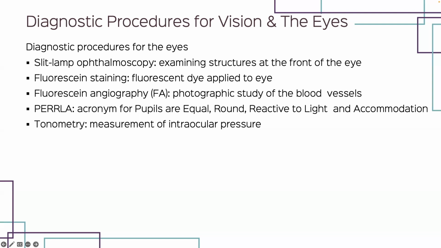If you see PERRLA, that is for pupils are equal, round, reactive to light, and accommodation. So essentially, it means that your eyes are functioning the way that they should. They're responding the same way, all of those things.